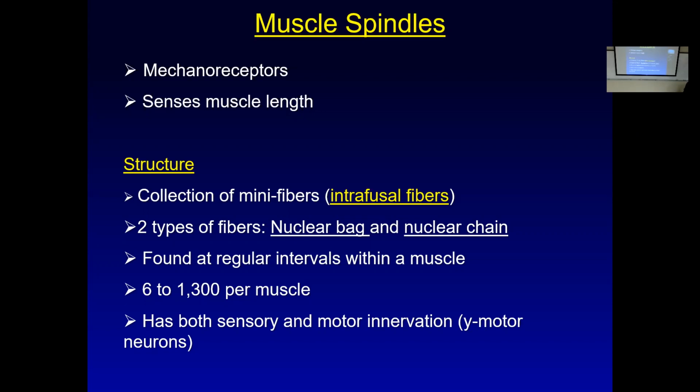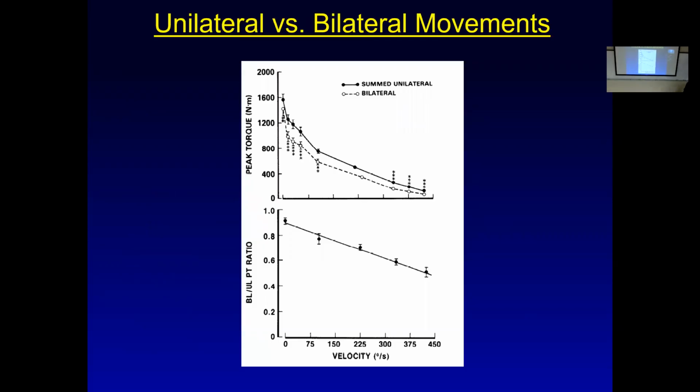The neural training responses are a little bit different for eccentric-only actions or concentric-only actions. But I'm not sure that I've ever seen this done for eccentric contraction. I'm not sure that I've ever seen anybody try two-leg eccentric versus one-leg eccentric, partly because I don't know how they controlled the velocity.